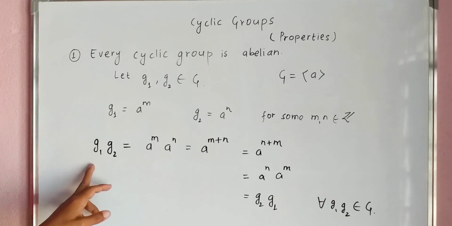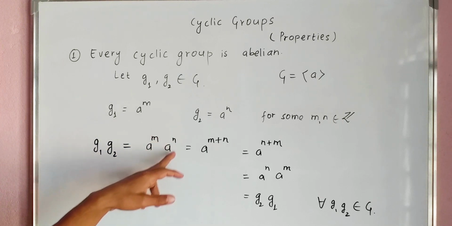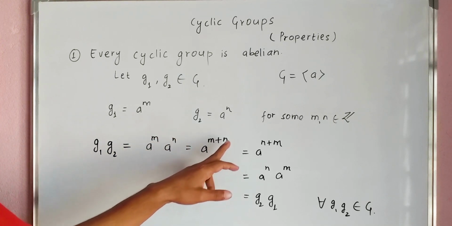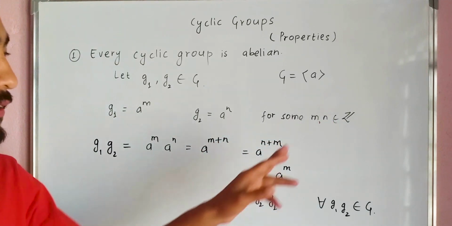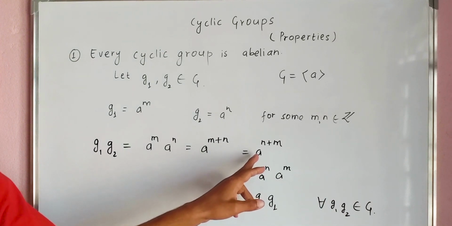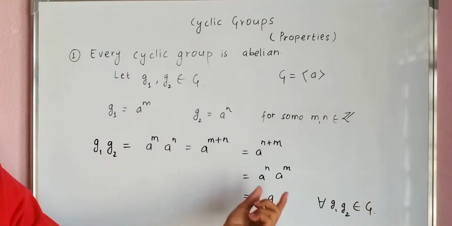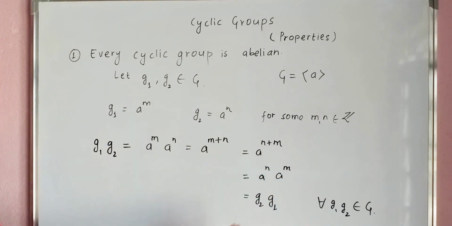Next we take g1 g2, and that equals a to the power m times a to the power n, that equals a to the power m plus n. And m and n are integers, and integers are commutative with respect to addition. Therefore, a to the power n plus m, that expands to a to the power n times a to the power m, and that gives us g2 g1 for all g1, g2 in G. This shows G satisfies the commutative property and therefore G is abelian.